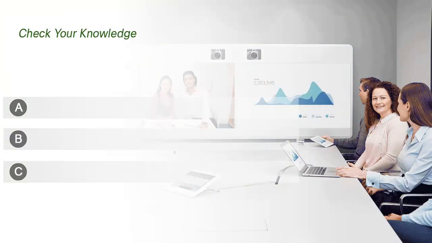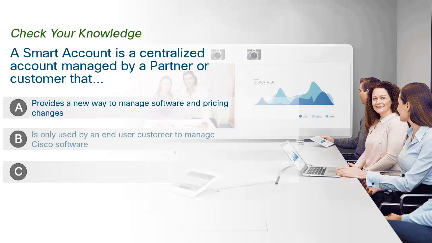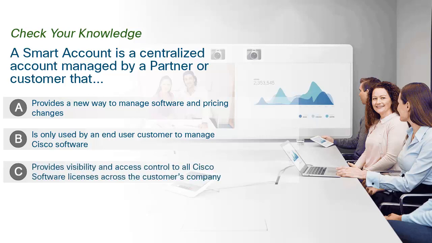Next, let's check your knowledge on something we have covered in this module. A Smart Account is a centralized account managed by a partner or customer that provides a new way to manage software and pricing changes, is only used by an end-user customer to manage Cisco software, provides visibility and access control to all Cisco software licenses across the customer's company. The correct answer is C. Provides visibility and access control to all Cisco software licenses across the customer's company.